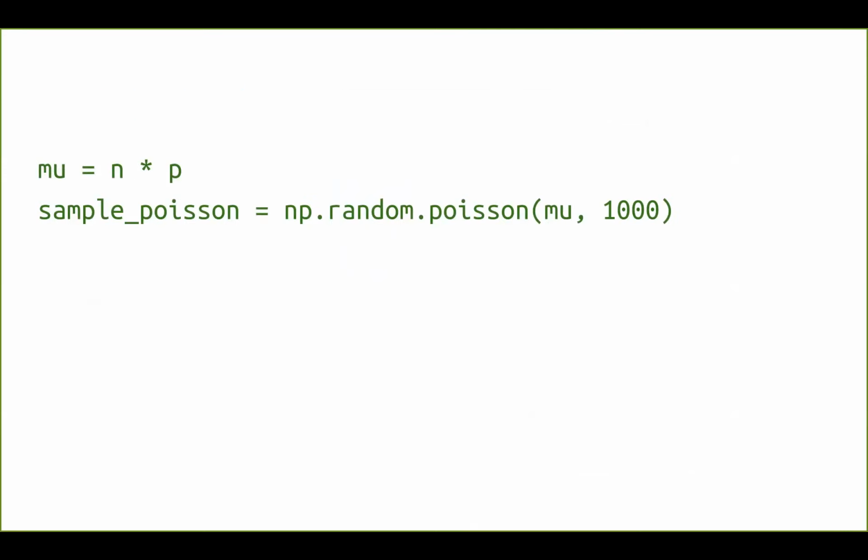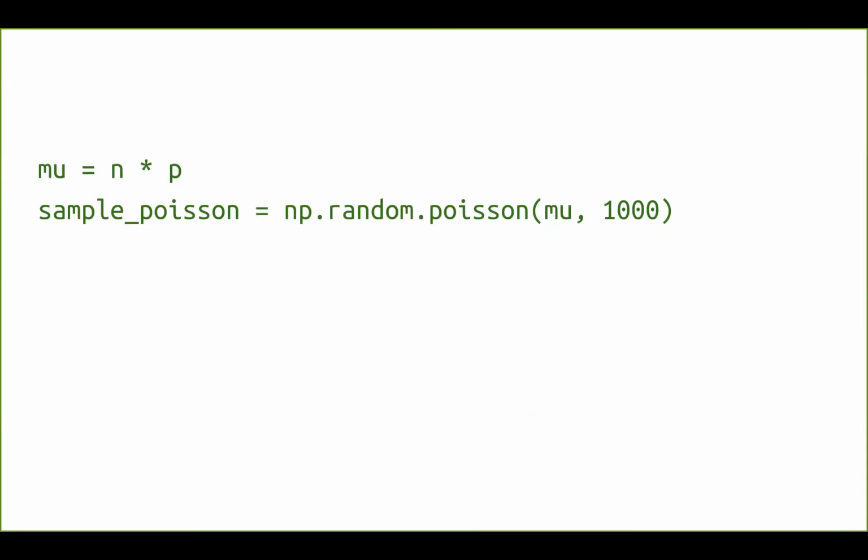And I can show that here. I'm going to use the NumPy function that generates random values from a Poisson distribution with the parameter mu, where mu is the goal scoring rate. How many goals do we expect to score per game? And that's the product of n and p, the number of minutes and the probability of scoring.